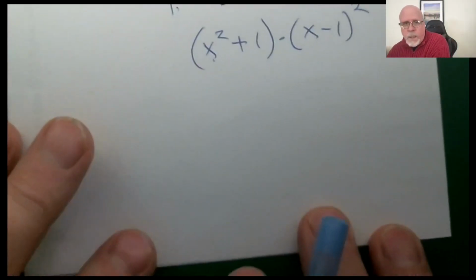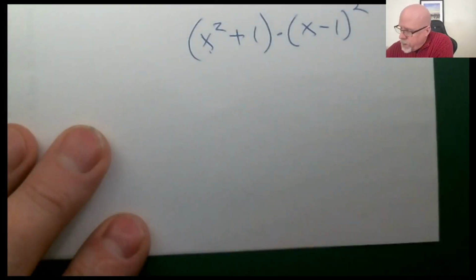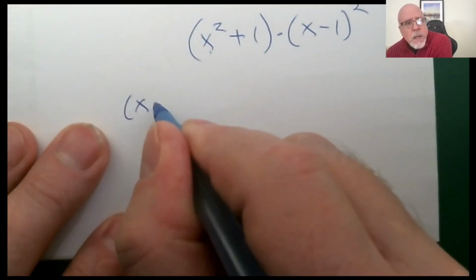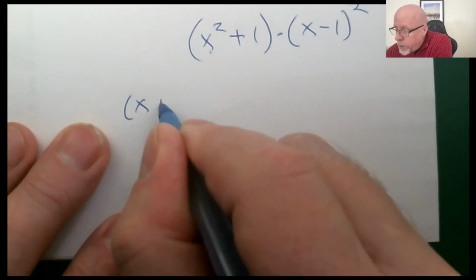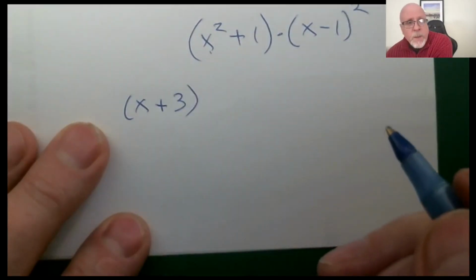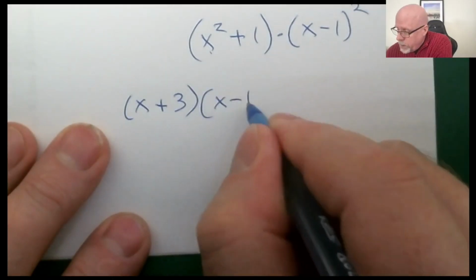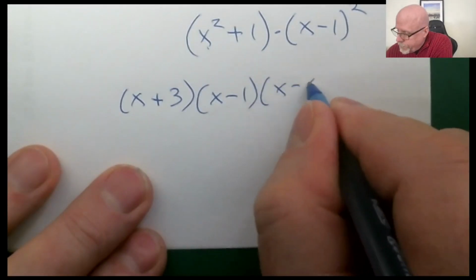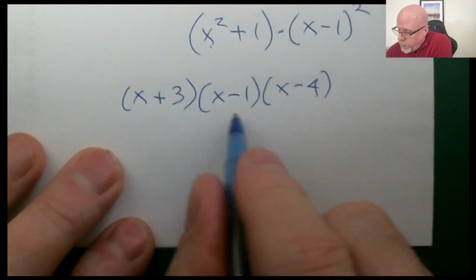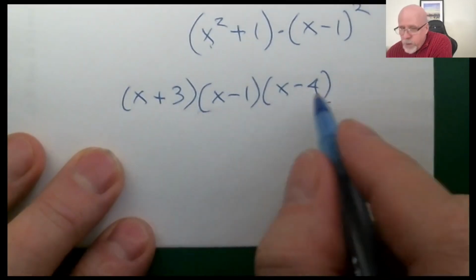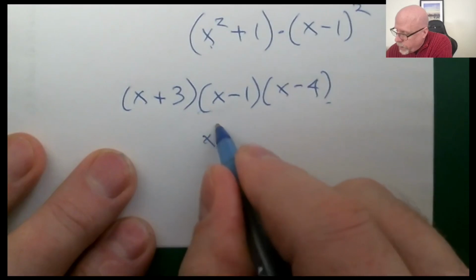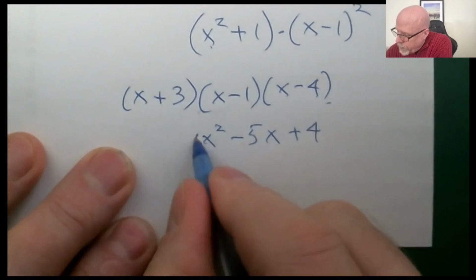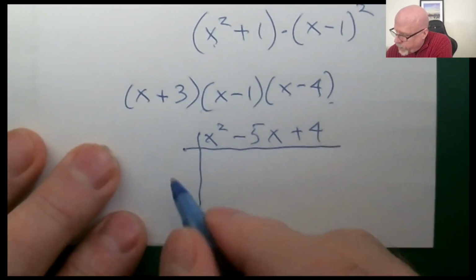Do that on our DocCam too. The factors we got, we can see on that graph, are x plus 3 to get the one that happens at -3, x minus 1, and then x minus 4. I'm going to multiply those two first, because I can just quickly do a FOIL rule there. We'll get x squared minus 5x plus 4.